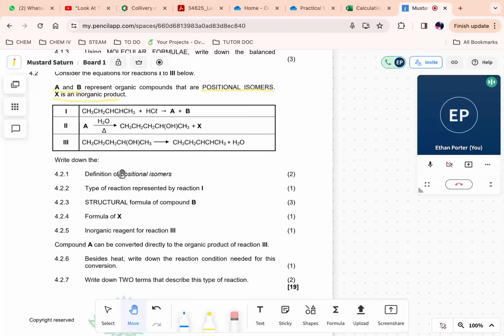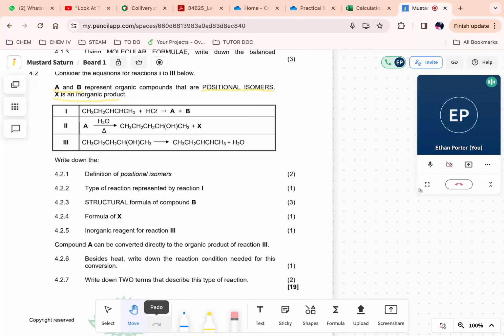Define a positional isomer. You can phrase it however you like. You just have to include some key information, which is that all isomers must have the same atoms, so the molecular formula is the same. That's true for any isomer. So they are compounds with the same molecular formula, but different positions of the side chain. So the arrangement is different.